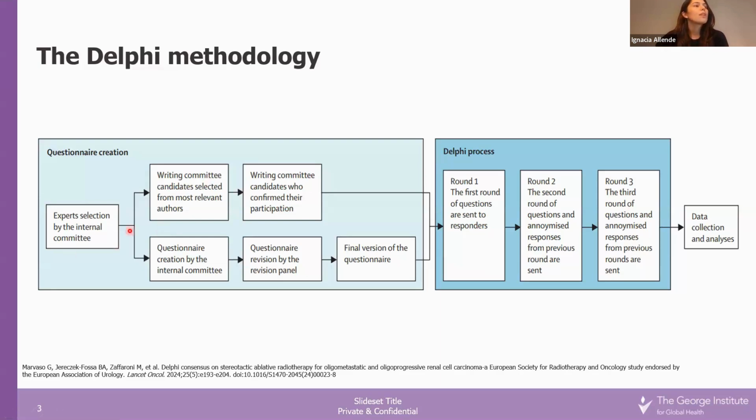We'll first need to create our first questionnaire or first survey, and we have to select the panel of experts. When we create this first survey, the Delphi process can begin. In the first round, you will send a questionnaire to the panelists. In the second round, you will send the same questions, but with feedback, and you will ask them to state their agreement with that same statement again. Round 3 is very similar to round 2, and then you will collect all your data.